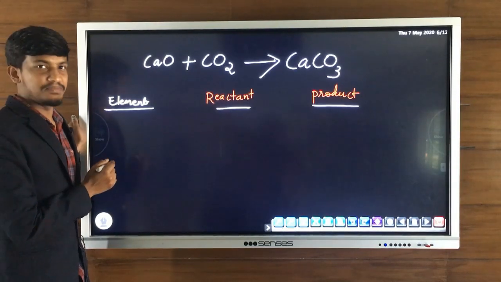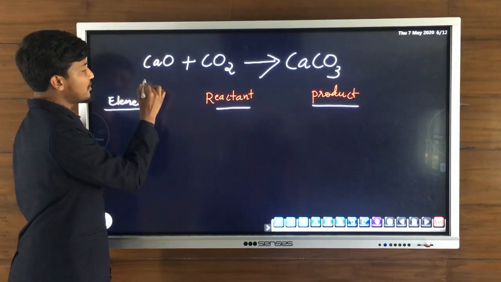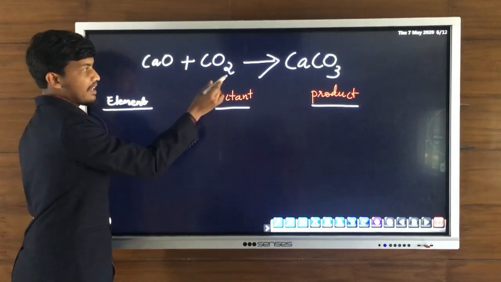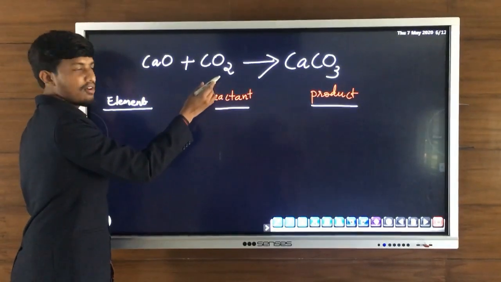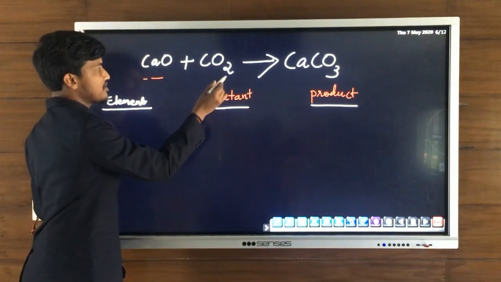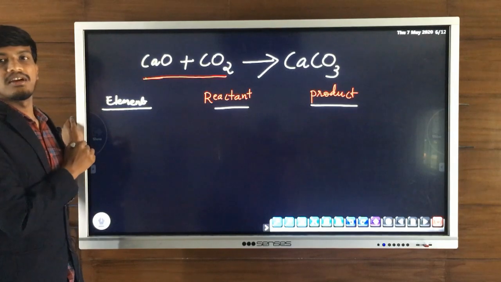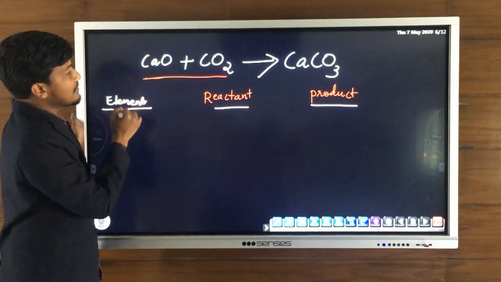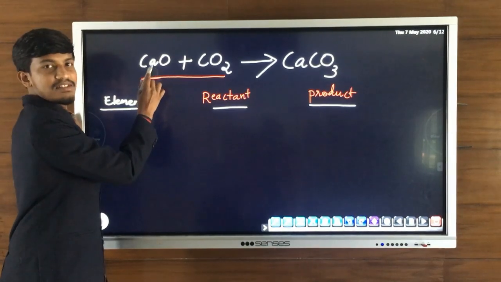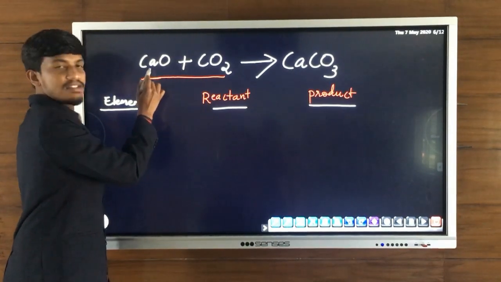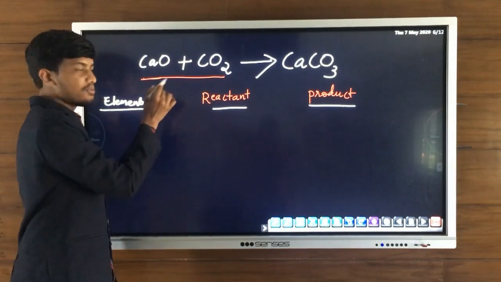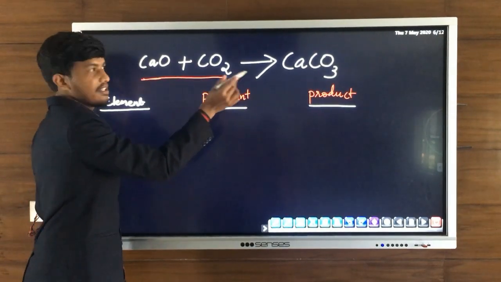This is the equation. So first of all, we can see that there are two reactants. We write reactants on the left side of the equation. So this is the left side of the equation. On the left side, we have reactants. Now there are two reactants. First one, CaO, that is its name calcium oxide. Second reactant, CO2, so we know carbon dioxide.